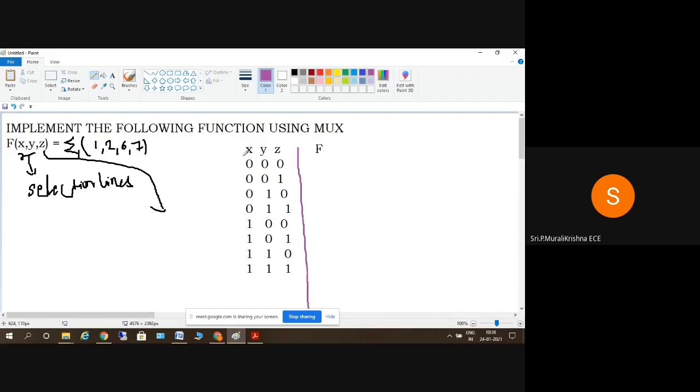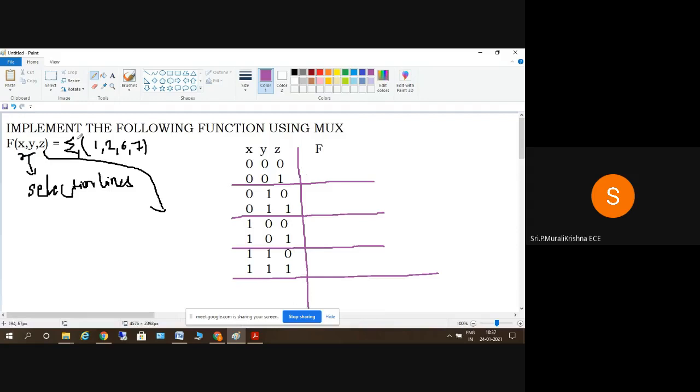We have to make a division in such a way that we group similar selection lines. You can check here the values of x and y. Group 0, 0: the values of xy are 0, 0 and here also 0, 0. The next group has selection lines 0, 1 and 0, 1. The next group has selection lines 1, 0 and 1, 0. The next group is 1, 1 and 1, 1.